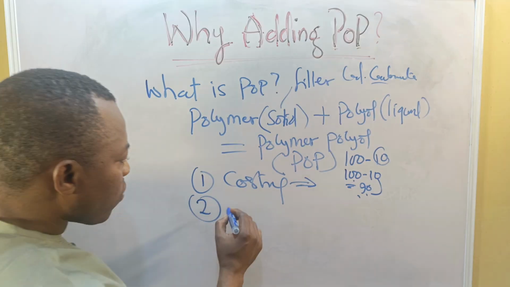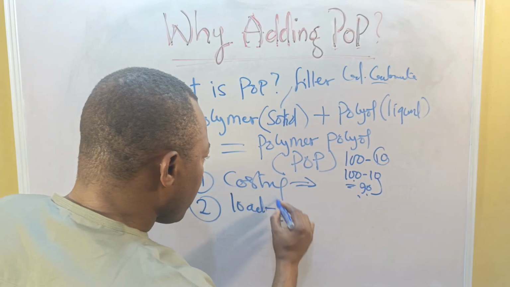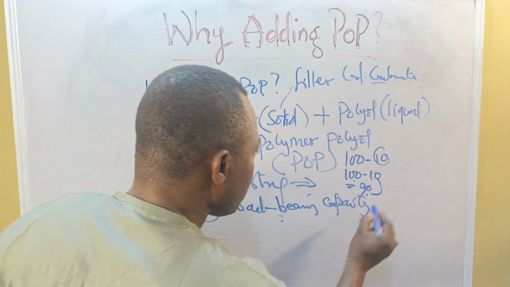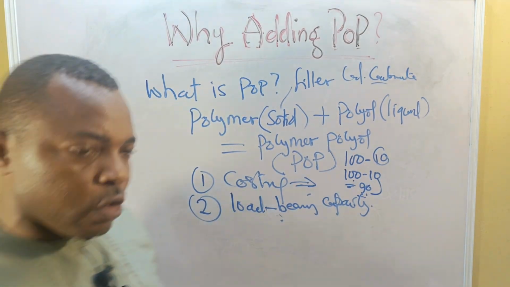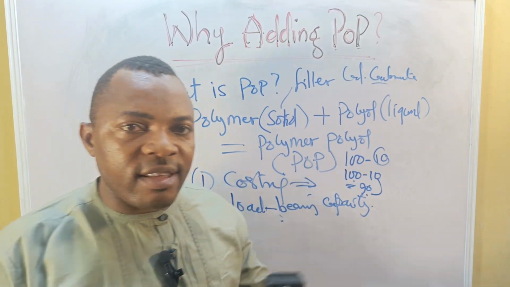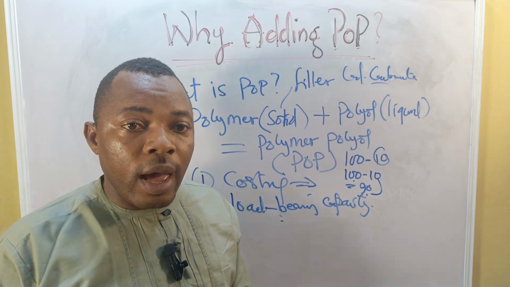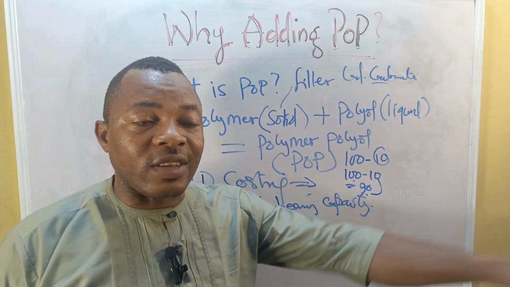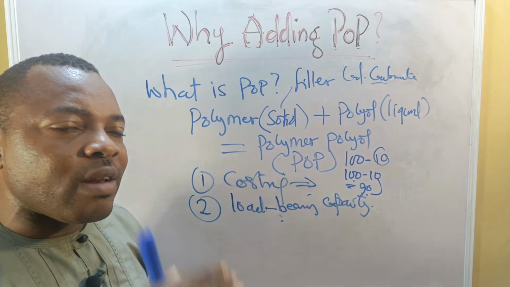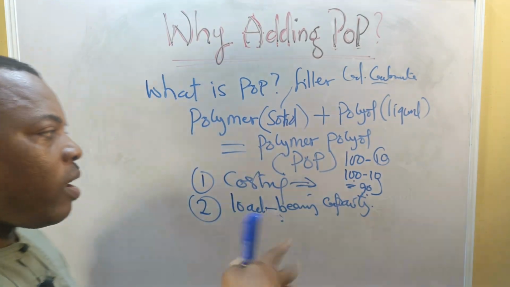You understand? Now we also have load bearing capacity. Let me explain this load bearing capacity. You see, flexible polyurethane foam behaves like a spring. It has a spring property. Right from the chemistry, from the formulation till the final reaction, it is supposed to behave like a spring. That's why they call it flexible. There are other rigid foams that are not as flexible.